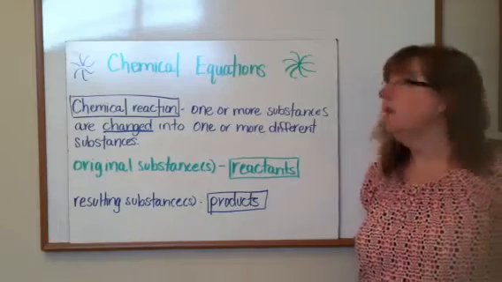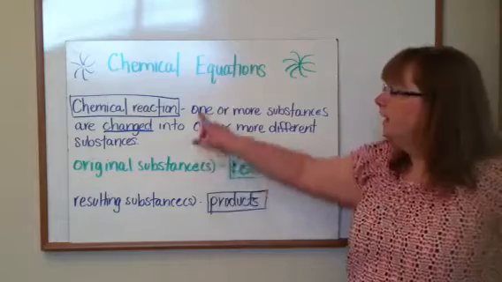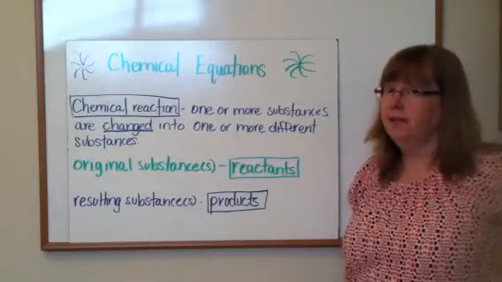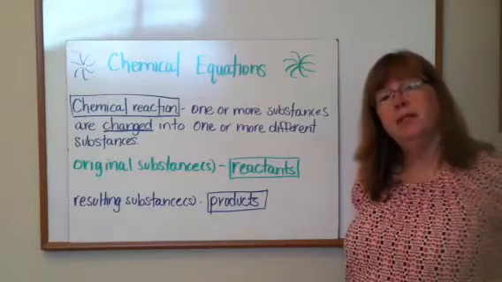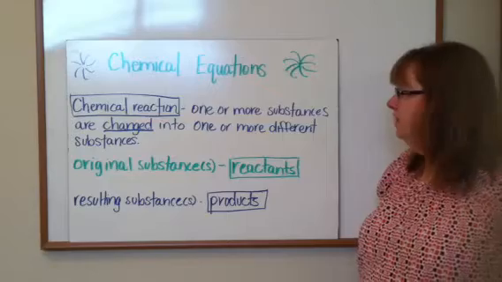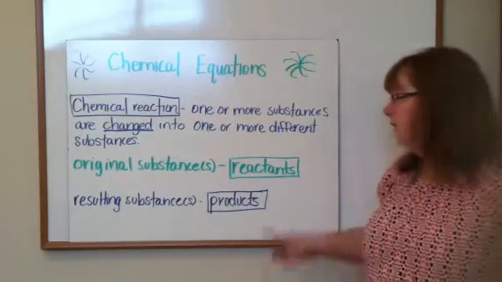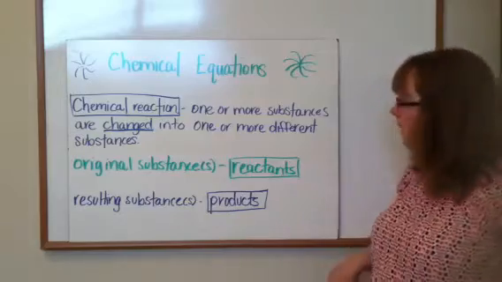In this video, we're going to talk about chemical equations. But first, let's go ahead and define a chemical reaction. We've done several in the lab. A chemical reaction is when one or more substances are changed into one or more different substances. The original substances are called the reactants, and the resulting substances are called the products.